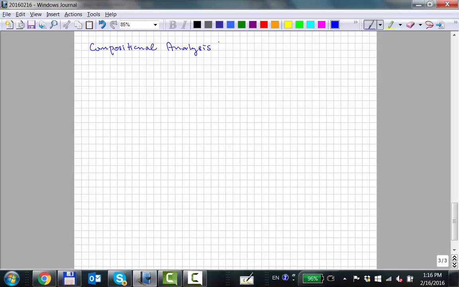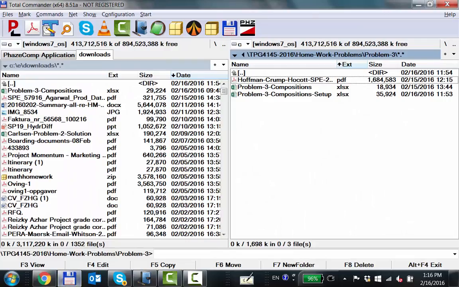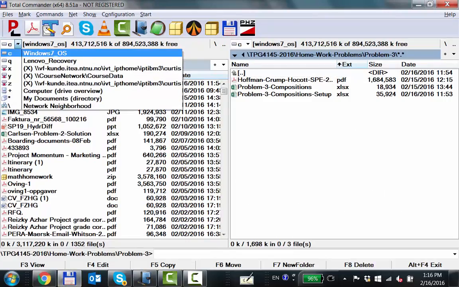Okay, so this method for doing the compositional analysis, I'm just going to give you a brief run through on how that's done. And what I should do is put out on the course material.